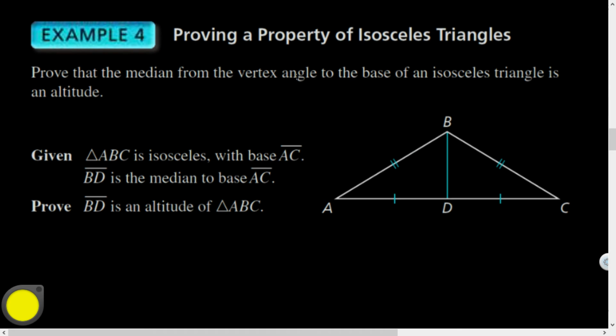Patient 0. So here's example 4. It says, proving a property of isosceles triangles. Prove that the median from the vertex angle to the base of an isosceles triangle is an altitude. If it's the median, that means it connects the vertex and what point? The midpoint of the opposite side. So that's why these two are congruent. Okay?